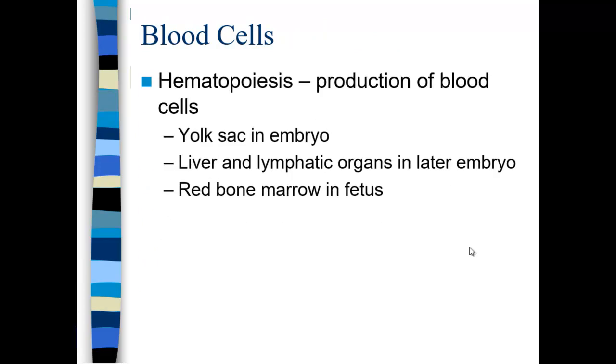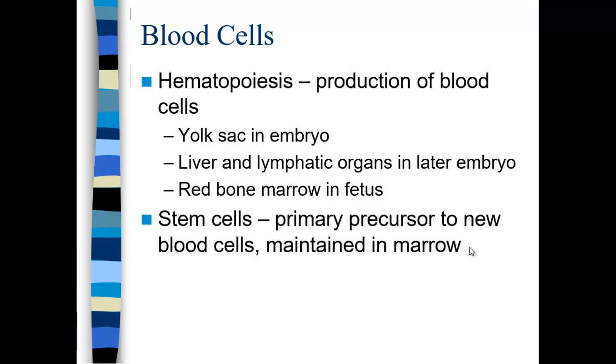And the production of blood cells we call hematopoiesis. This production of blood cells occurs in the yolk sac in the embryo, the liver and lymphatic organs in the later embryo, and the red bone marrow in the fetus. Okay, and this is where you'd find stem cells. And these are primary precursors to new blood cells, and these are maintained in the marrow, and they continue to be produced in the marrow throughout the lifetime of the individual.